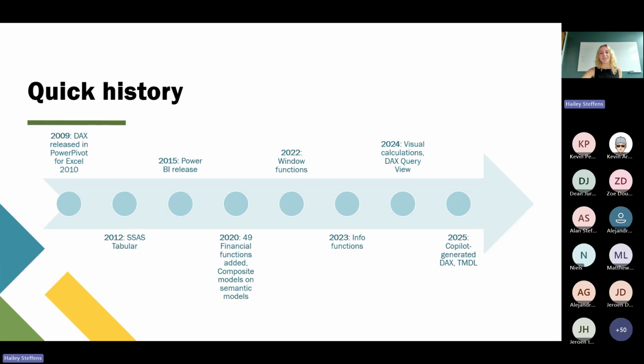And then just last year, we saw the addition of visual calculations, which has been a very big step for DAX, as well as the addition of DAX Query View, which I personally used a lot when I was putting all this together, and I love working with it. And then this year, we've already seen a lot of exciting stuff. We've seen Copilot-generated DAX. You can ask Copilot to generate some of that for you, as well as the introduction of TMDL. So with the new Power BI file format, the Power BI project, you can now work with TMDL within DAX. And there's also the TMDL view that's been introduced.